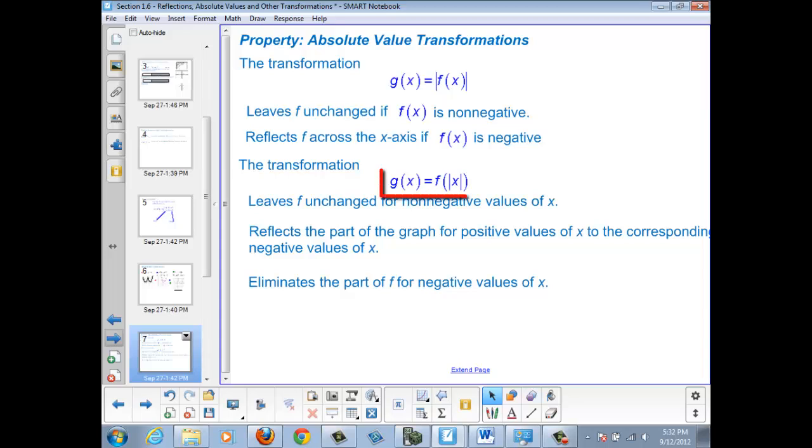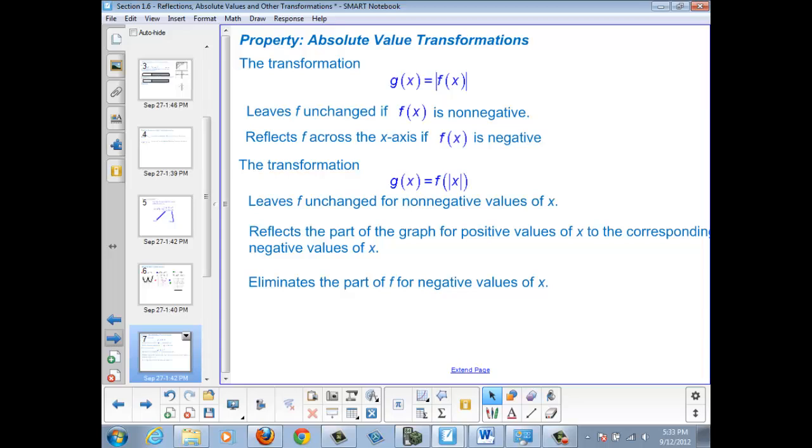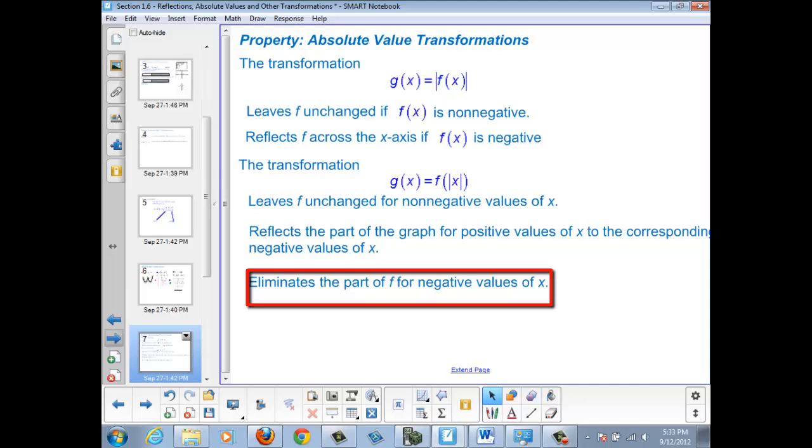If I take the transformation f of the absolute value of x, then what remains unchanged are the non-negative values of x. So not the non-negative values of y, but the non-negative values of x. Everything to the right of the y-axis remains unchanged. To the left of the y-axis, negative values of x, we reflect the part of the graph for positive values of x. So we take a mirror image or reflection across the y-axis of everything that was on the positive side originally. The part that was on the negative side originally is simply eliminated.